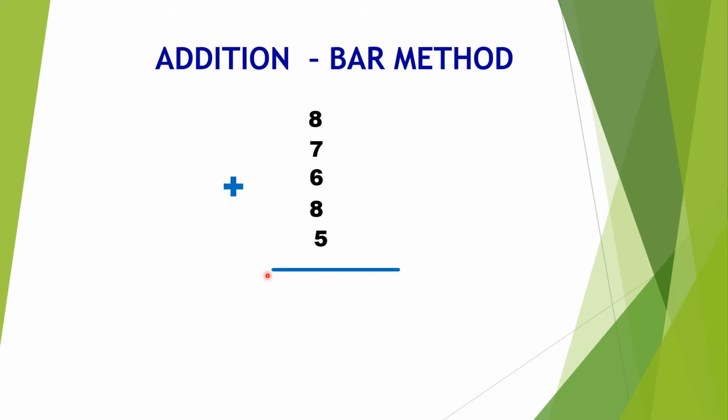Let's add these numbers now. 8 plus 7 plus 6 plus 8 plus 5. So we are starting from the bottom. 5 plus 8, it is 13. 13 means 1 bar we will take and keep 3 in your mind. Just add it to the above number. 3 plus 6, 9. 9 plus 7 is 16. So 1 bar, keep 6 in your mind. 6 plus 8 is 14. 14 means 1 bar, 4. This 4 we will take as the first part of our answer. Now count how many bars there are. 1, 2, 3. So 34 is your sum.